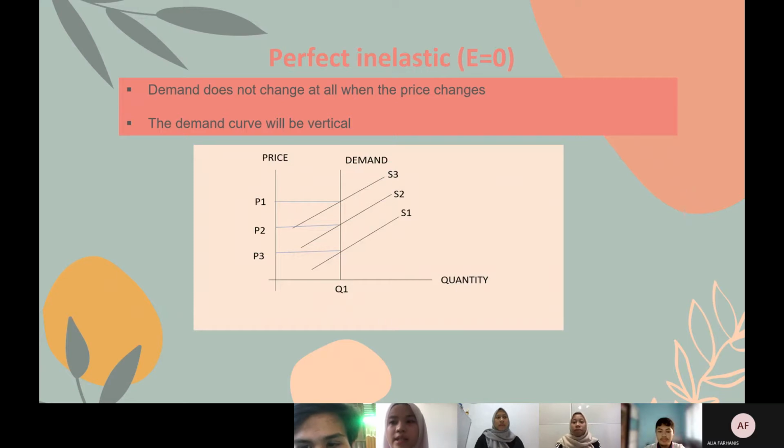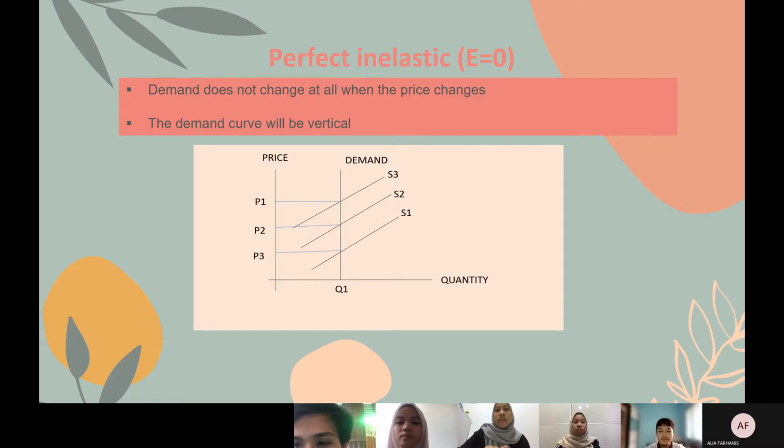First, perfectly inelastic. Elasticity equals 0. Demand does not change at all when the price changes. The demand curve will be vertical. A perfectly inelastic demand curve is an extreme case, for it implies that consumers are willing and able to pay any price for the product. If supply falls, equilibrium market price can rise without any contraction in quantity demanded.